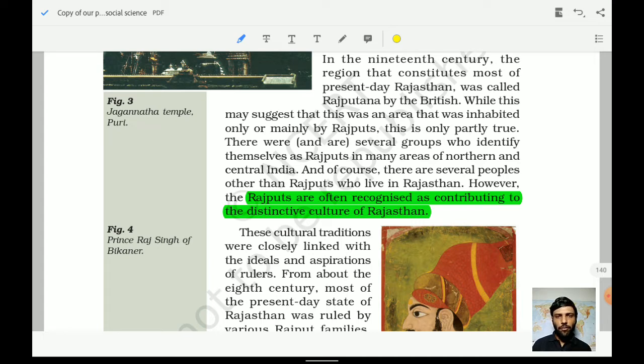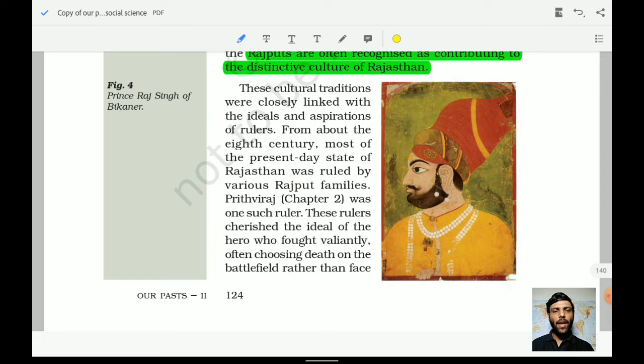So it is providing information about Rajputs. Rajputs are often recognized as contributing to the distinctive culture of Rajasthan. And how did they contribute? Here a prince, Raj Singh of Bikaner, has been depicted in the image.